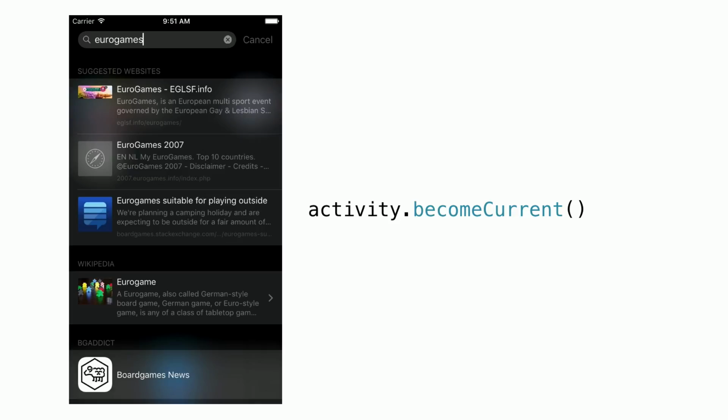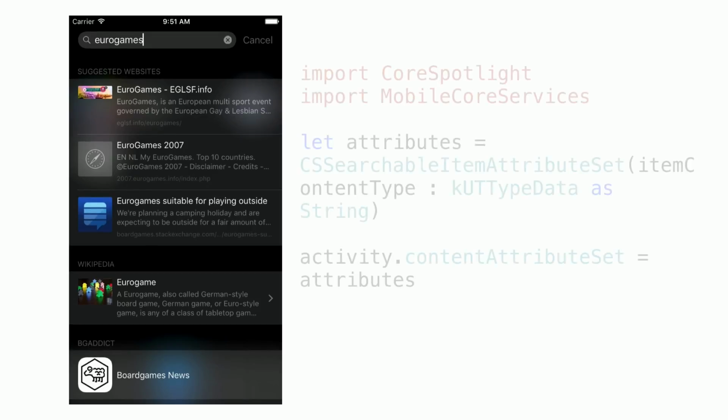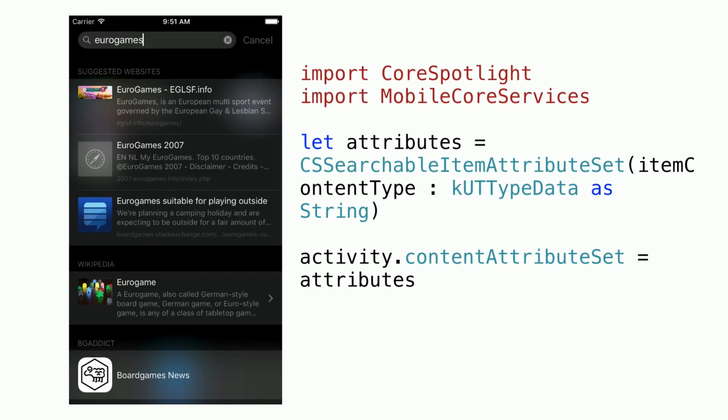Okay, so back to our search. We're back to Board Game News, and we can do better with that app icon, of course, and maybe a description. So before, when we needed to improve that, we took an attribute set and set some properties on it. And now we're going to take an attribute set and set some properties on it. So this time, when we're done with the attribute set, we're going to set it on the NSUserActivity instead of a CoreSpotlight searchable item. So that's the basic flow there.